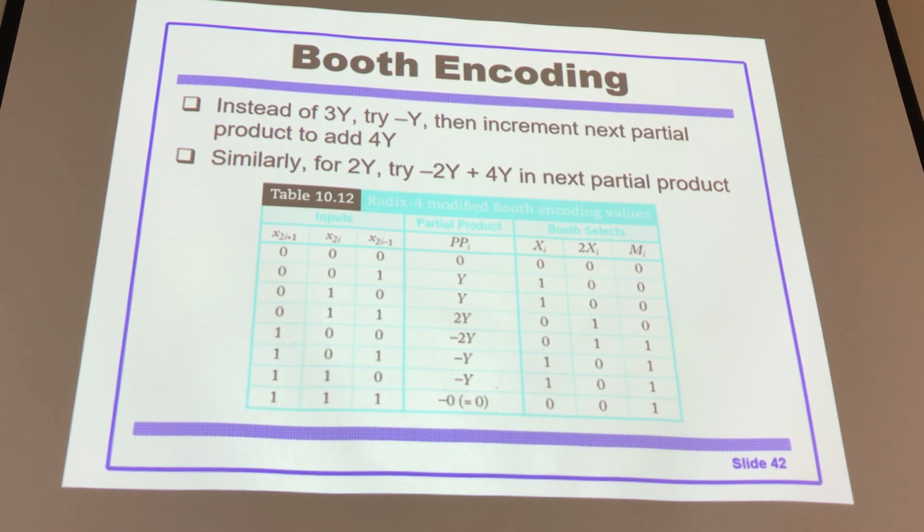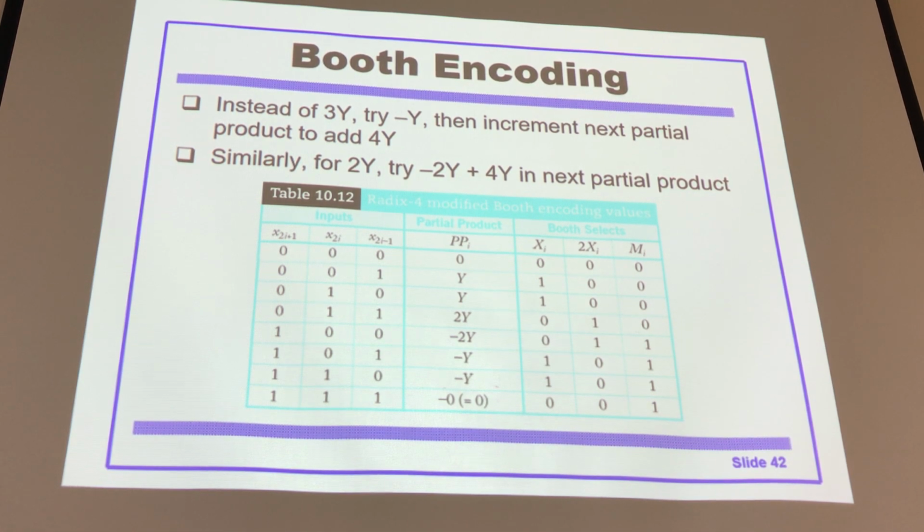We are trying to use Booth encoding. Okay. Now this is kind of difficult, so listen carefully. Instead of 3y, try minus y. Then increment the next partial product to add 4y. 4y minus y, you get 3y, right? But why do this? Because minus y is easier to get than 3y.